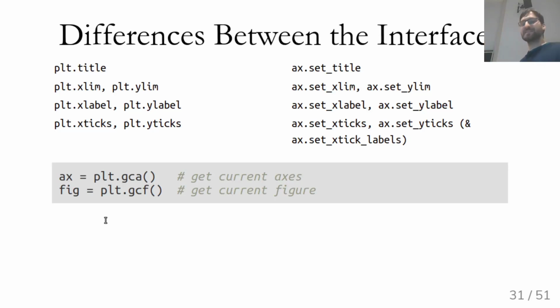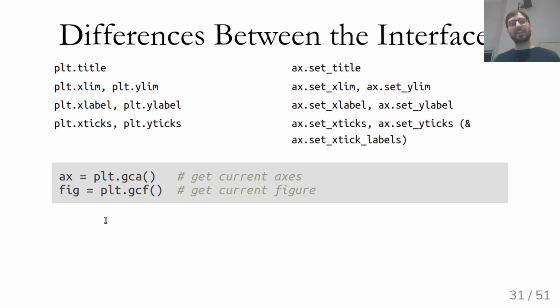And some of the things are only available in the object-oriented interface. For example, setting the ticks and the labels differently. And there's some other things that you can do only in the object-oriented interface. But depending on whether you use the stateful interface or the object-oriented interface, you have to prepend the set underscore or not, which is definitely not confusing.